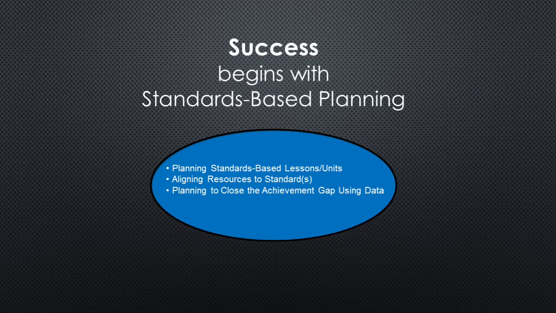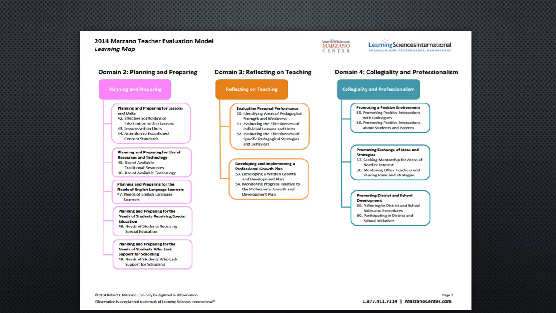As we review standards-based planning, you'll notice that this domain is now comprised of 3 elements: planning standards-based lessons and units, aligning resources to standards, and planning to close the achievement gap using data. Upon reviewing the original map for planning and preparing, you'll notice that elements 42 through 49 have been compressed into a focused manner. You'll see the former elements in the new planning and implementation evidence stems listed within the new protocols, which we'll be exploring later in this video.